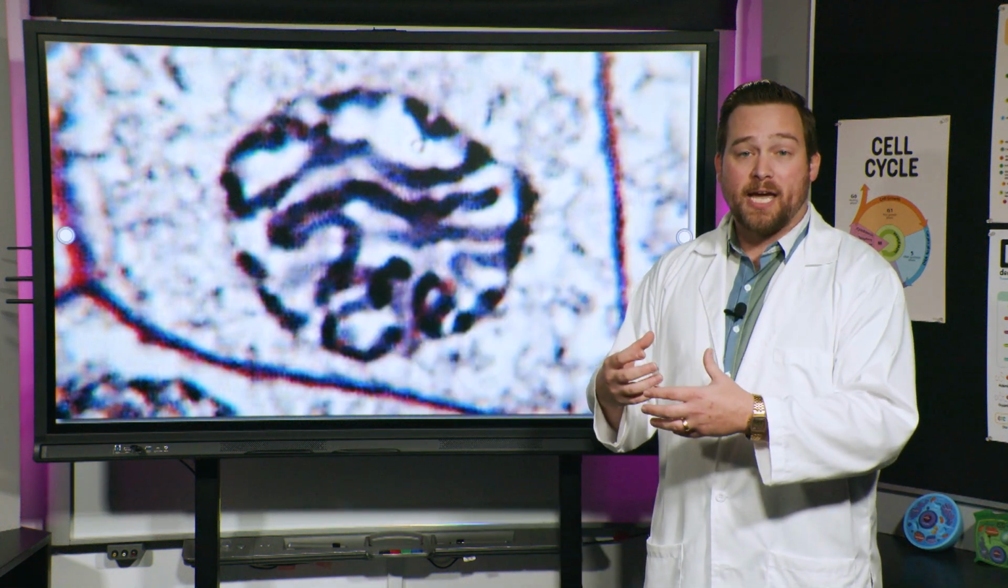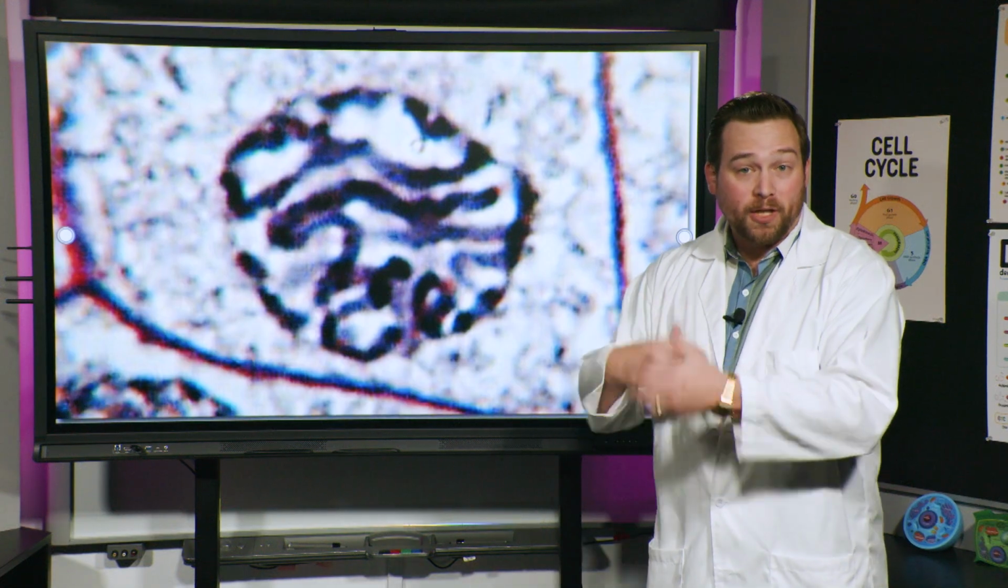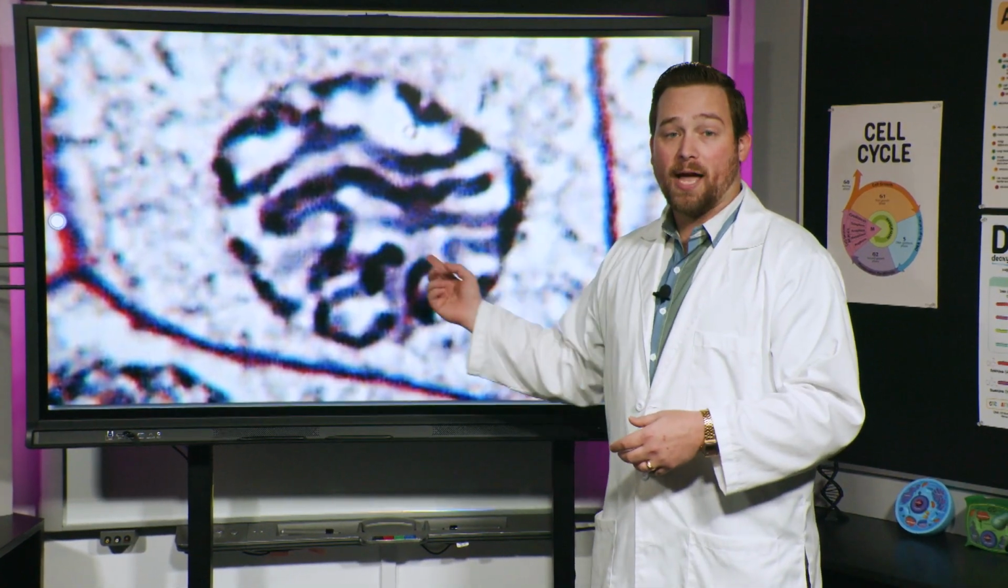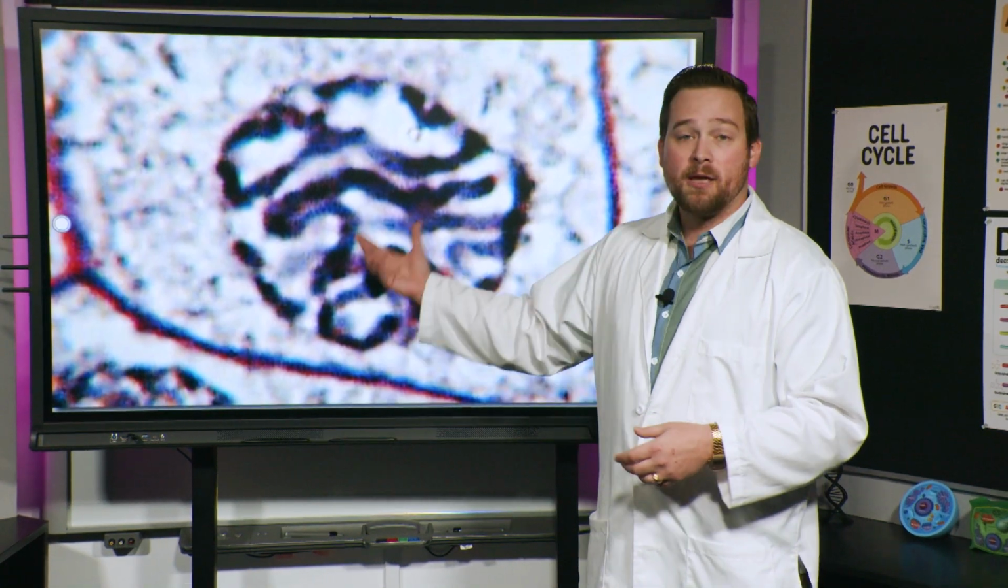What happens is we take that chromatin and coil it up, and once we coil it, it's thicker and easier to see. So I know this cell is in prophase because I can actually see some chromosomes here in the nucleus. So that's prophase.